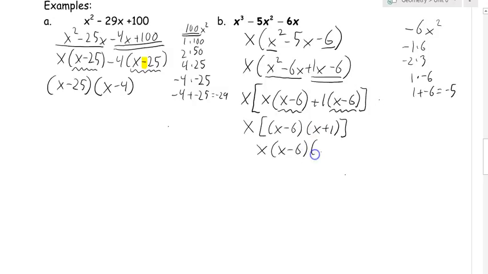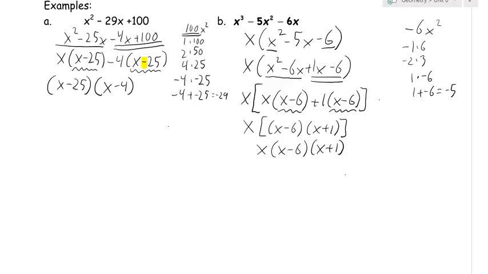You don't really need that outside set of parentheses now, because everything is being multiplied together. X on the outside times the brackets. Inside the brackets, there's just two things multiplied together. So we just have three things all multiplied together.